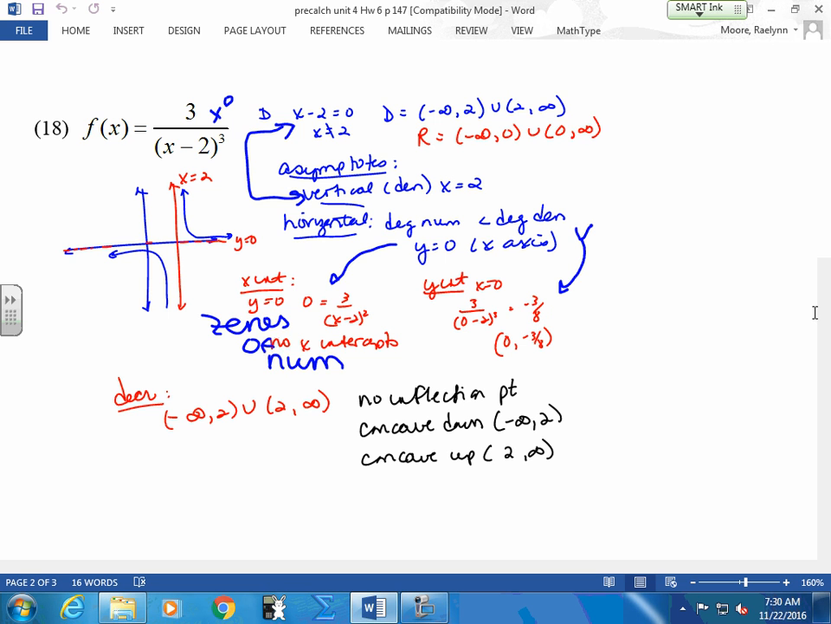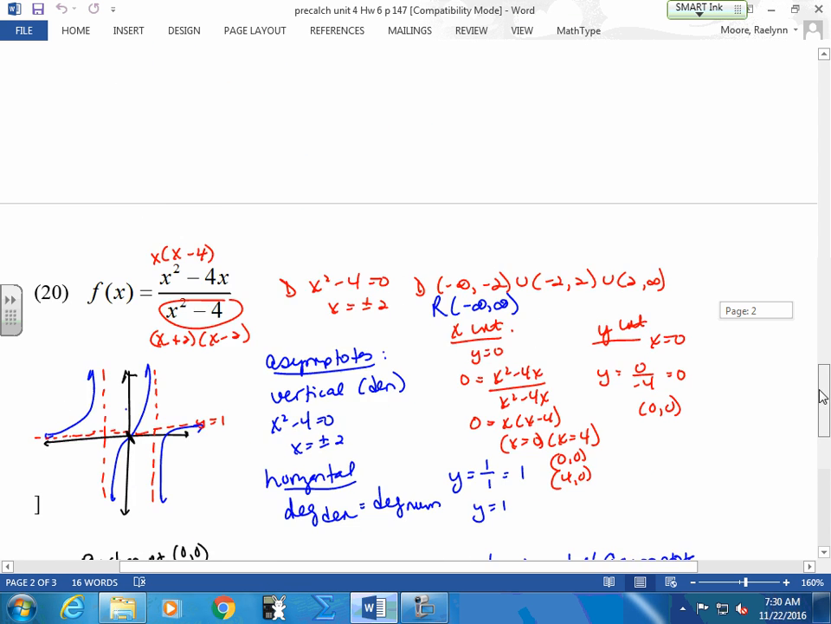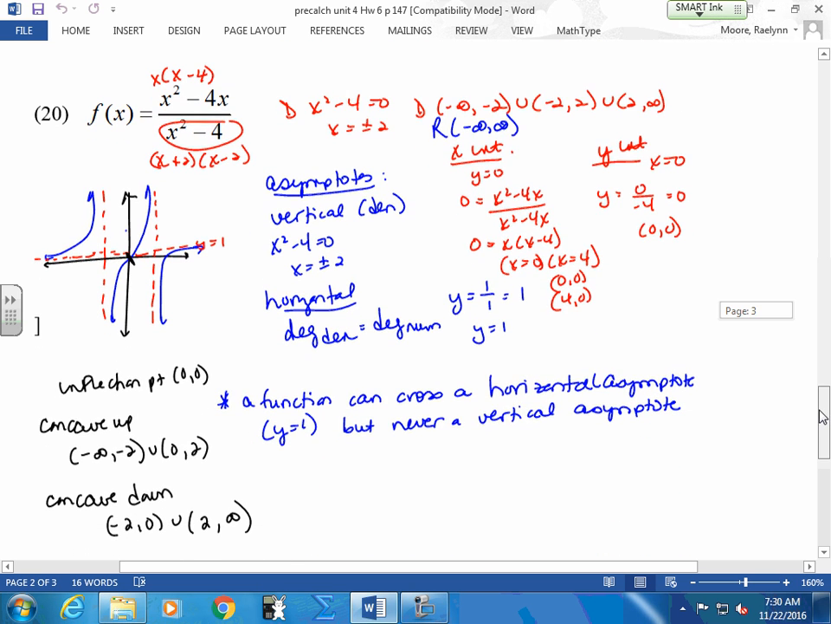Are we good with this? And is this the last one? That one. This one is good. Oh, this. I drew it, but I didn't know how to find increasing. Okay, so let's work this one.